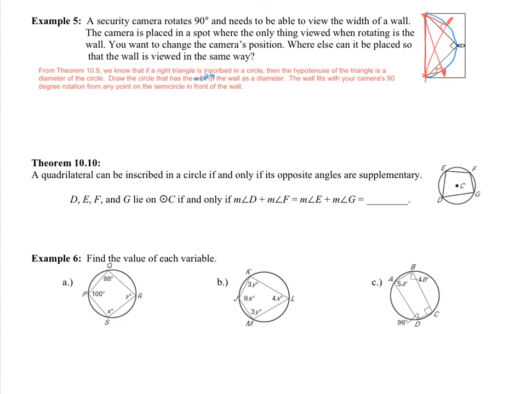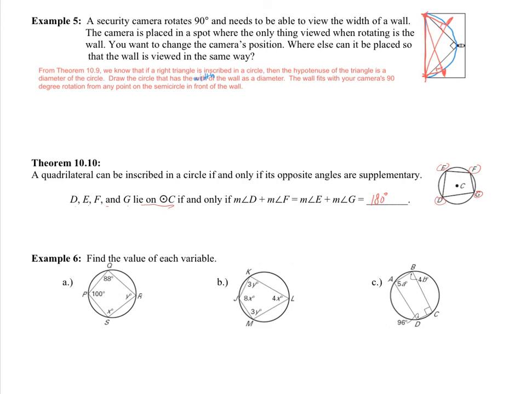Theorem 10.10 states that a quadrilateral can be inscribed in a circle if and only if its opposite angles are supplementary, which means that angles D, E, F, G lie on the circle C if and only if measure angle D plus measure angle F equals measure angle E plus measure angle G, which equals 180 degrees. Again, I will prove this in class, but first I would like you to apply the theorem. Example 6. Find the value of each variable.